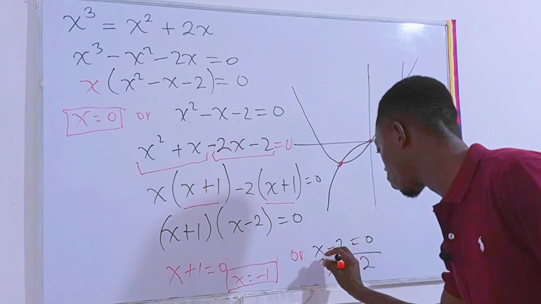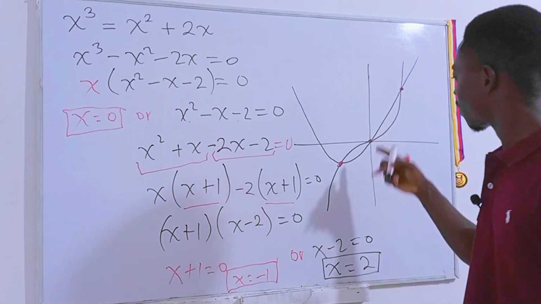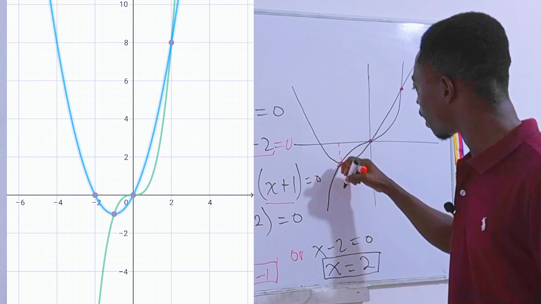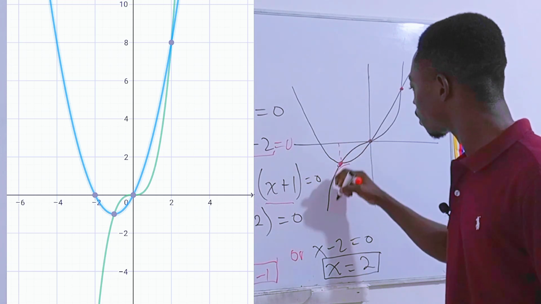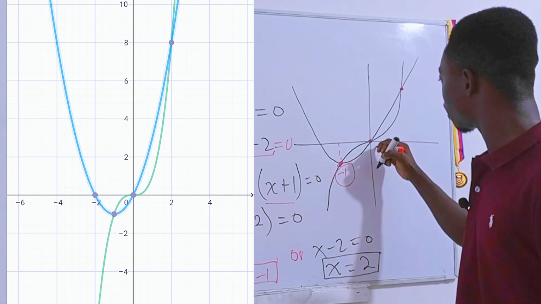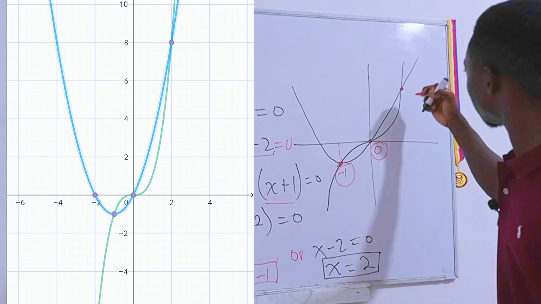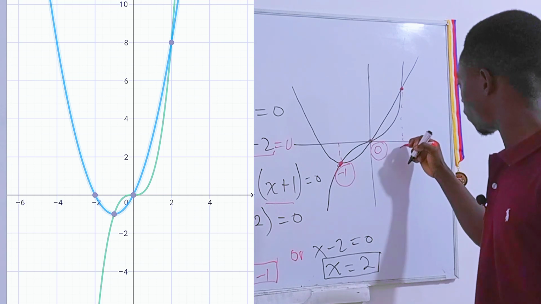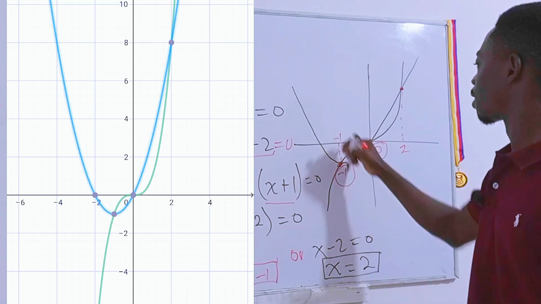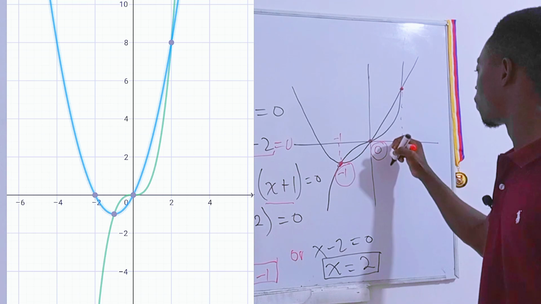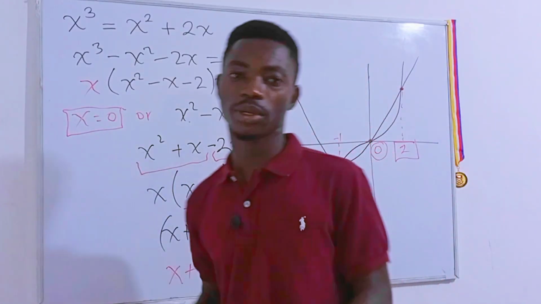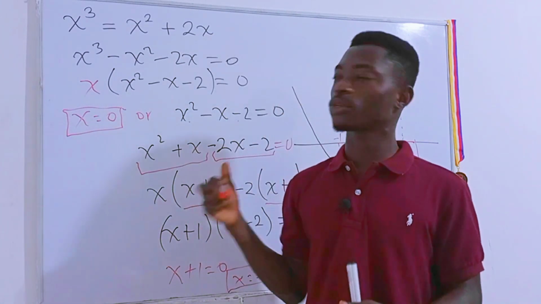is equal to 2. So going back to the graph, we can see that this portion is going to be the negative 1. Then this is going to be the 0 right here. And then this right here is going to be the positive 2. So here is negative 1, 0, and positive 2. So guys, that is pretty much it. The question is pretty much simple. You can even do it without any graph.